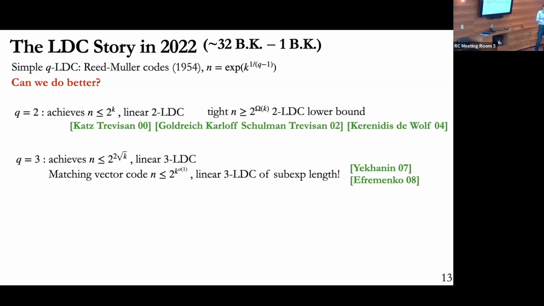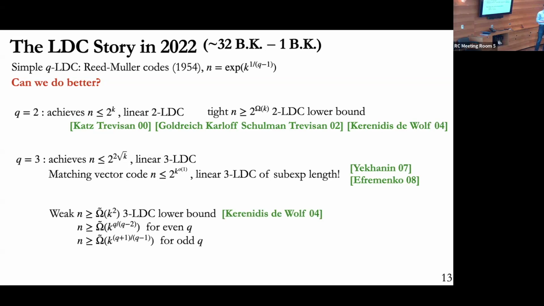Okay, now we got a better code. You can ask, is this the best we can do? We can try to again prove lower bounds. The answer is that we have absolutely no clue. Our best lower bound is n is at least some k squared, a 3-LDC lower bound from the work of Kerenidis and de Wolf. Not only is this polynomial in k, which is very far away from the construction, it's a small polynomial. Even getting something like k to the 2.1 is something that we don't know how to do.